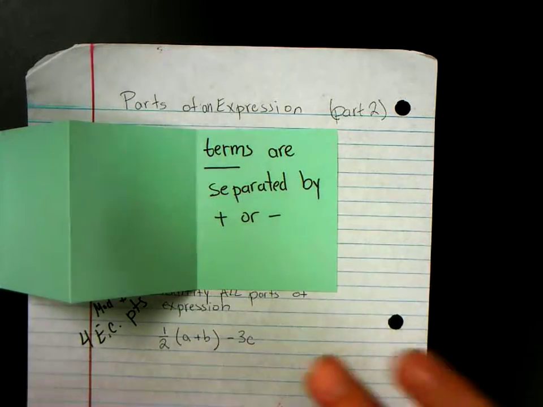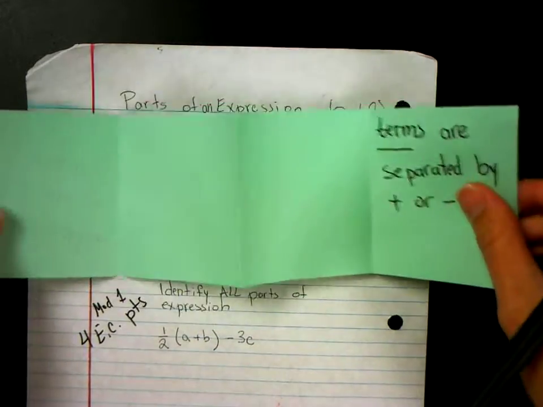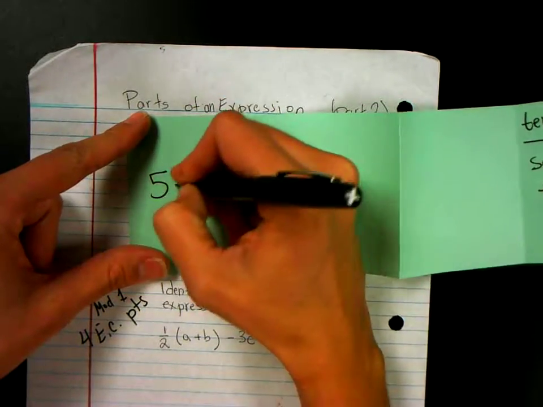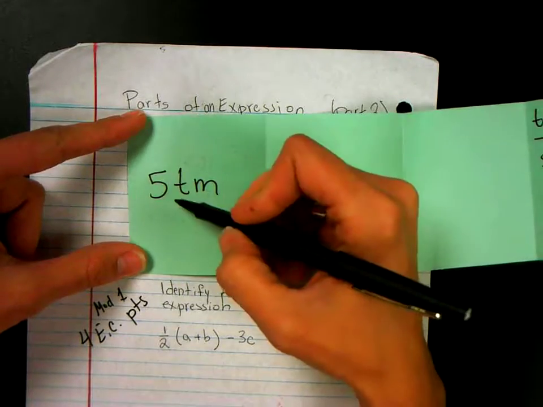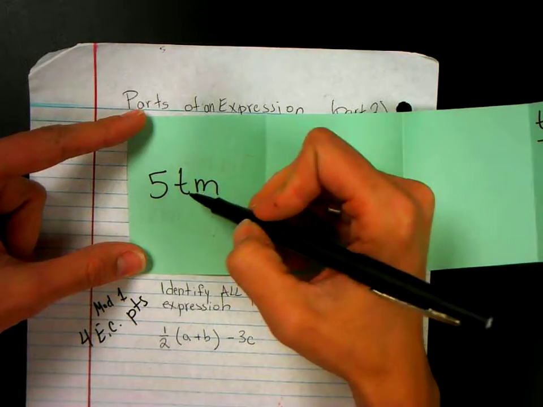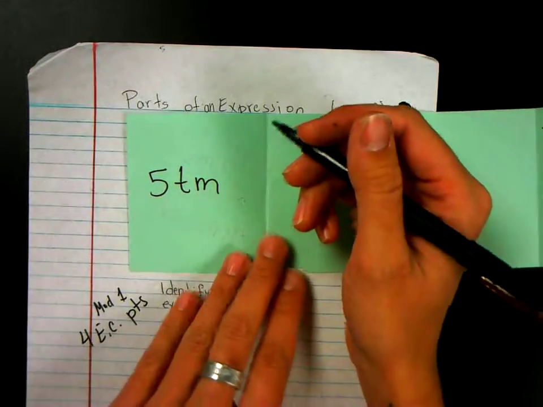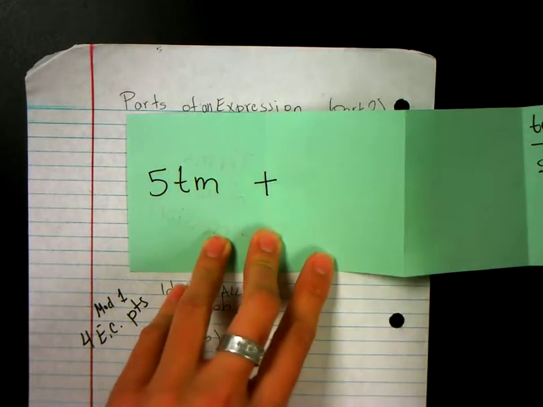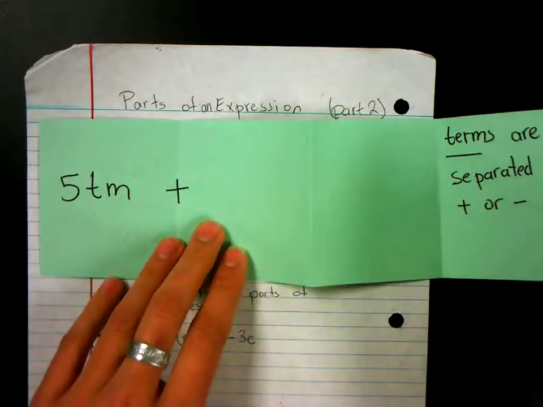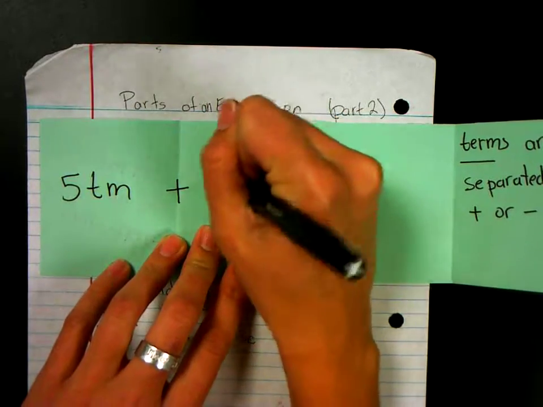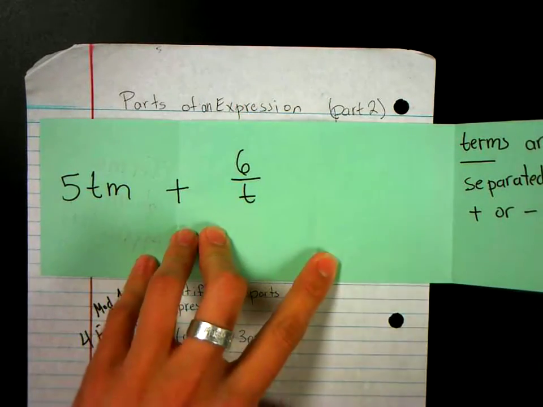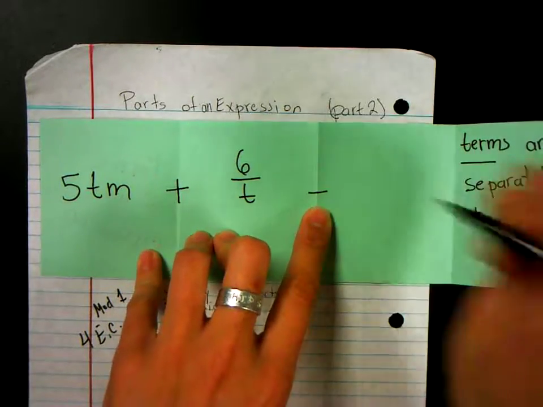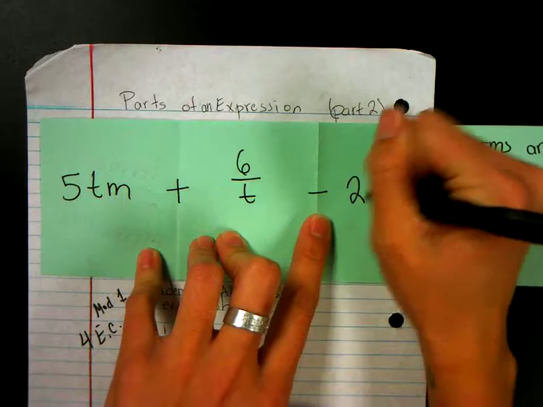So the example that I want to use here, if we go to the first panel of the foldable, I'm going to use 5tm. This is the same as 5 times t times m because they're smushed together. Terms are separated by only addition or subtraction, so I'm actually going to put a plus sign in the crease. I'm now going to have 6 divided by t. And again, terms are separated by addition or subtraction, so I'm going to put a subtraction sign in the crease, and then I'm going to put my 7.